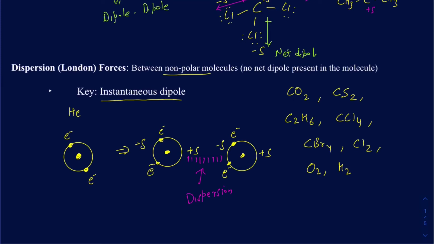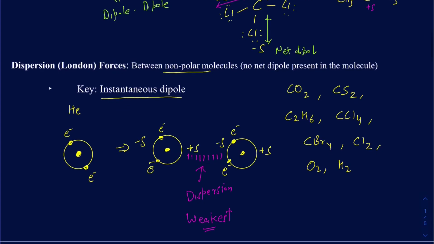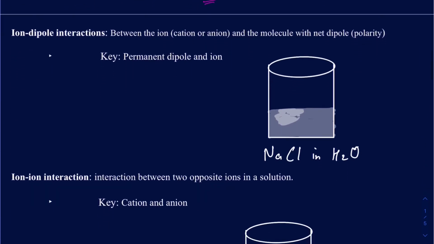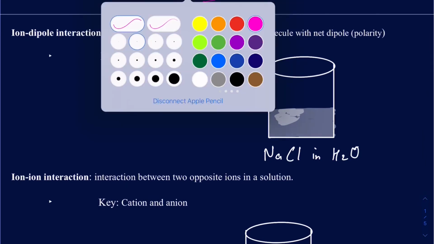They are actually going to be the weakest out of all of them, and I'll tell you the order in a little bit once we talk about all of them. They are the weakest because they are instantaneous dipoles and they are not going to be there all the time. It's not permanent. Keep in mind they are only created between nonpolar molecules. So if you can figure out the polarity of the molecule, that solves a big problem in terms of figuring out the intermolecular forces. Then the other type you will see is called ion-dipole interactions.